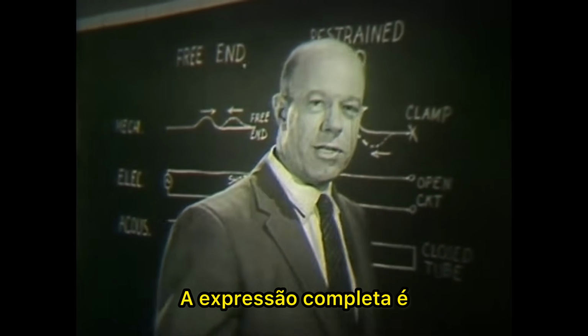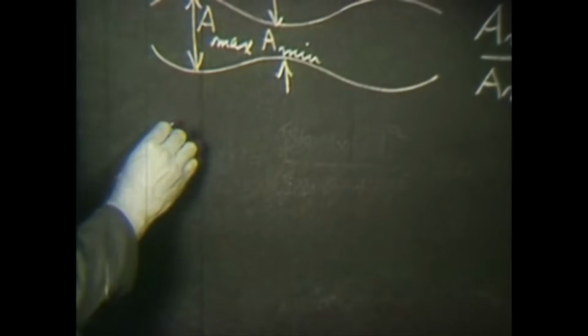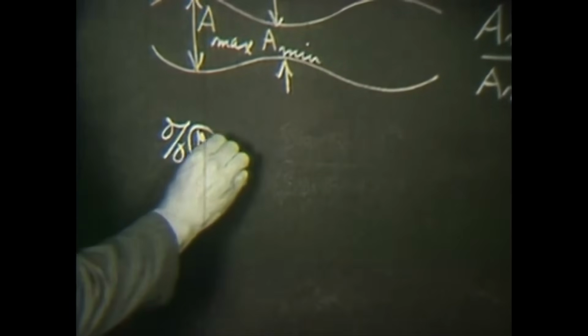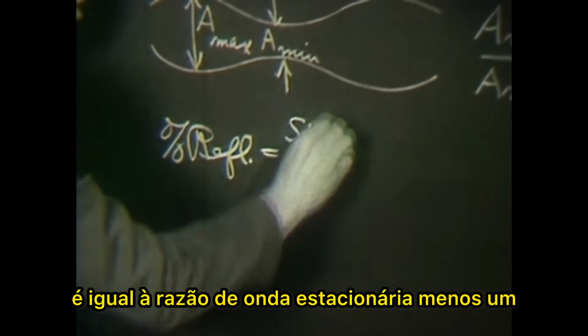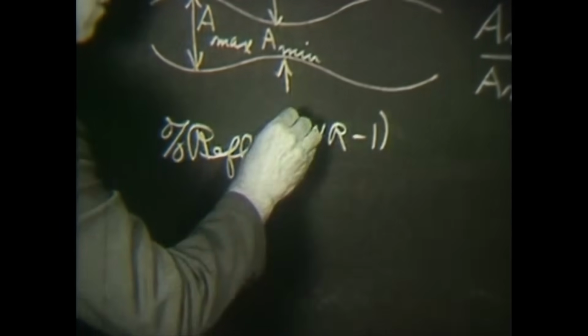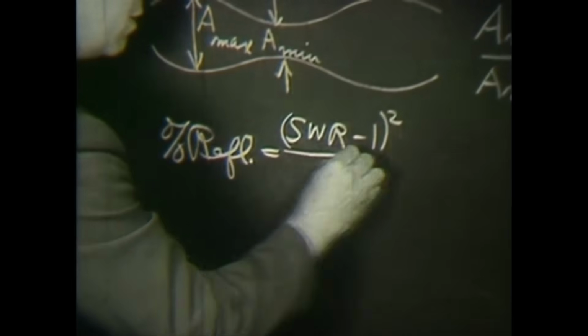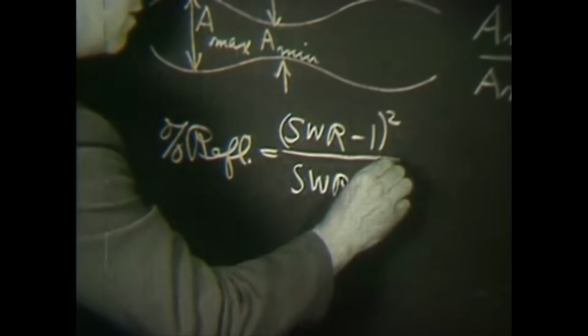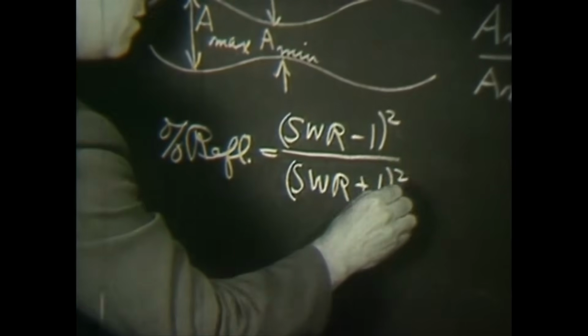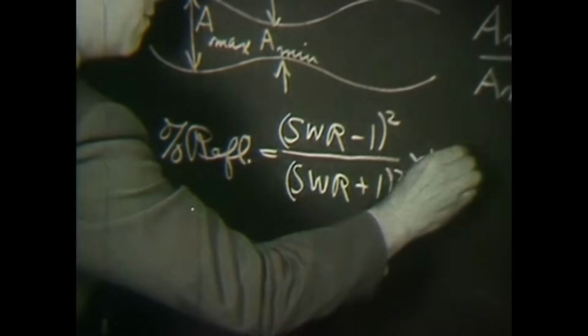The complete expression is: percent reflection is equal to the standing wave ratio minus 1 squared, divided by the standing wave ratio plus 1 squared, times 100.